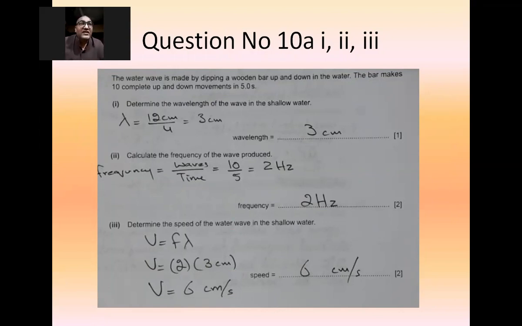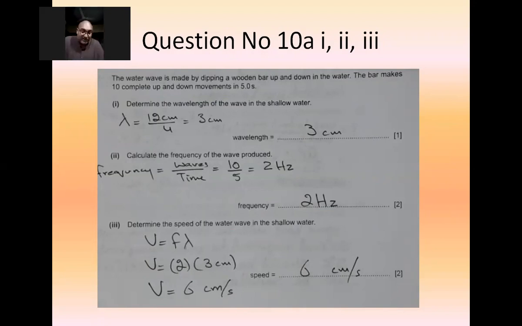Then he says, calculate the frequency of the waves produced. So they are producing 10 waves in 5 seconds. If you want to know the frequency, it is the number of waves divided by time. Very simple formula. Frequency is equal to the number of waves produced divided by the time taken to produce those waves. They produce 10 waves in 5 seconds. So 10 divided by 5 is 2 hertz. So the frequency is 2 hertz.